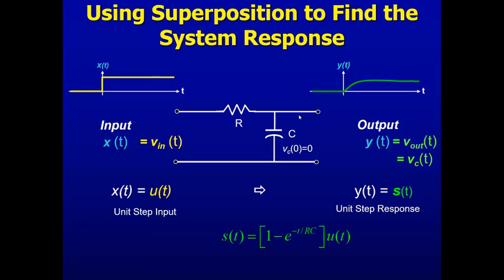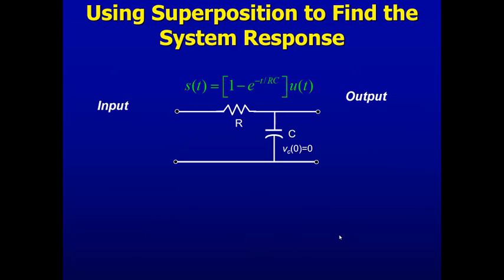And let's say it looks like that, kind of a slow rising exponential rise to reach the same level. And we determine or measure that it has this functional form, which it actually does: 1 minus e to the minus t over RC, where RC is the time constant of the circuit, times u of t, because I turned this thing on at time t equals 0.